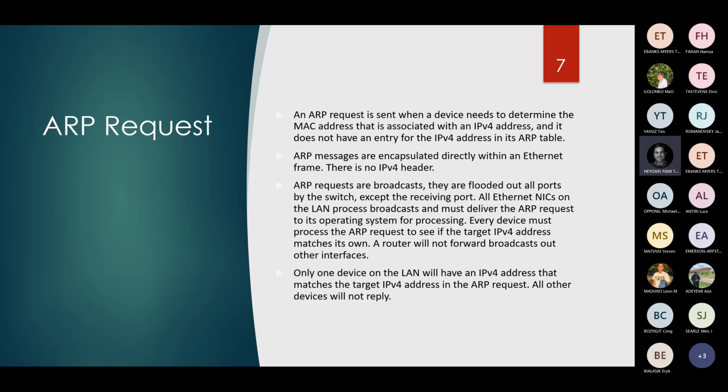Move on, Matt. Every device must process the ARP request to see if the target IPv4 address matches its own. A router will not forward broadcast out of other interfaces. Only one device in the LAN will have an IPv4 address that matches the target IPv4 address in the ARP request. All other devices will not reply.